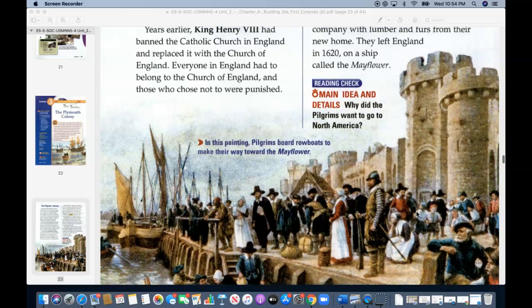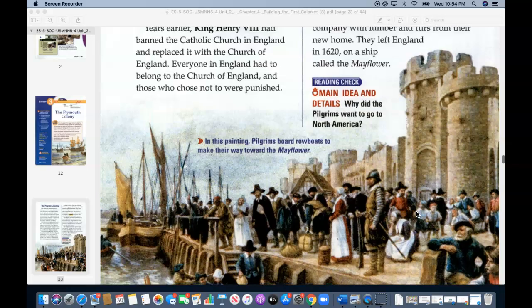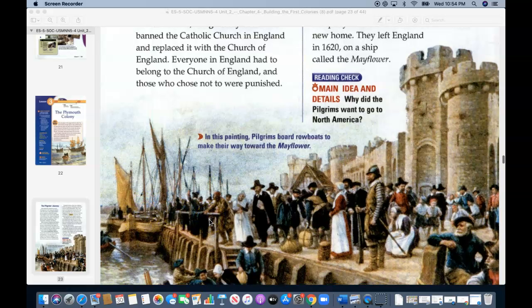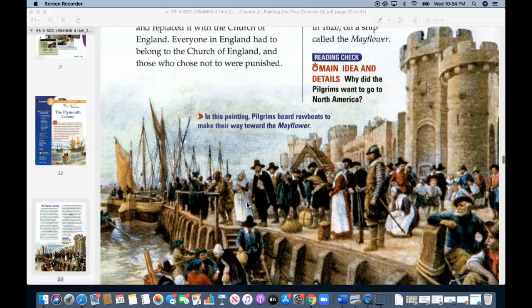Why did the Pilgrims want to go to North America? What can you add to your notes? In this painting, pilgrims board rowboats, boats to row, to make their way toward the Mayflower.